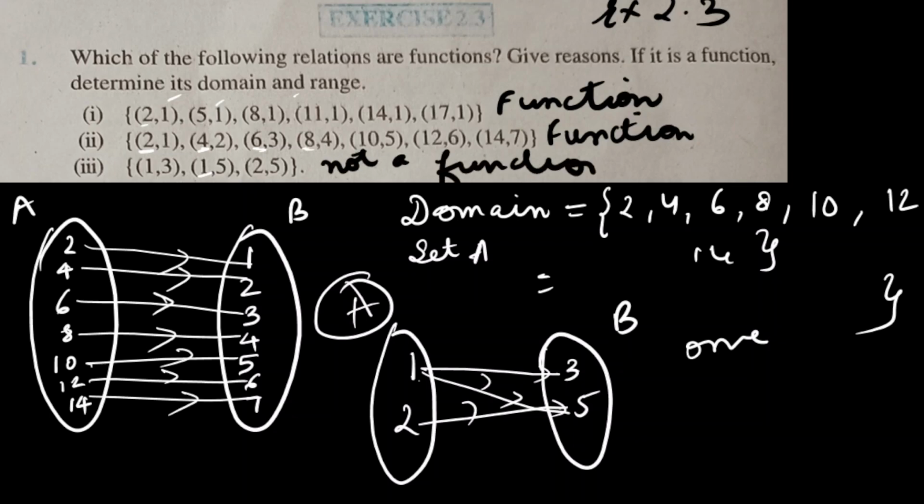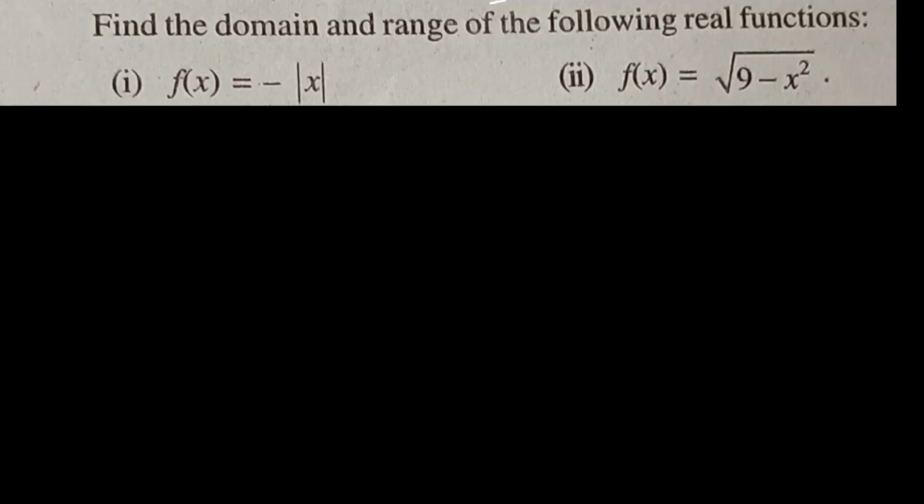So every element, very important thing here I want to tell, every element should have exactly one image. So exactly one means not more than one and not less than one. Images should not be 0, and images should not be more than one. Like here images are 2. So with this we have completed the first question.